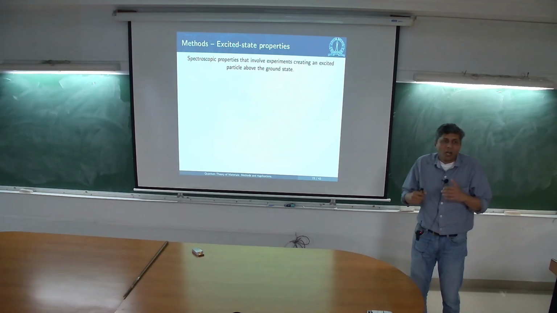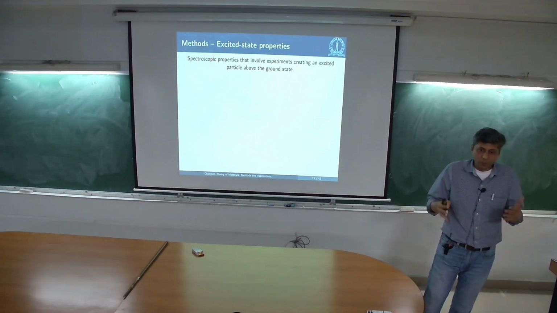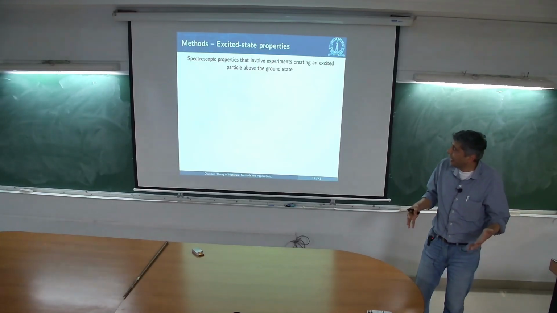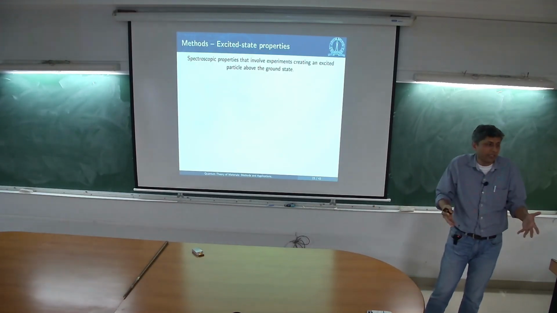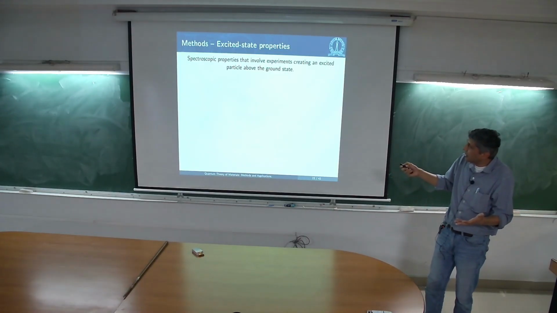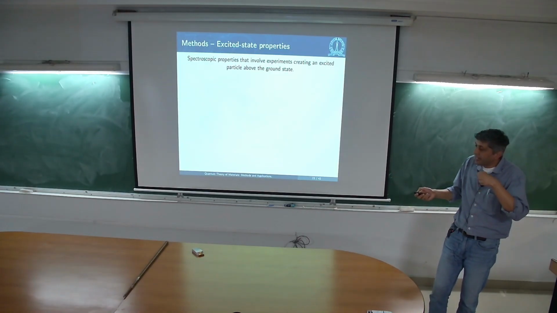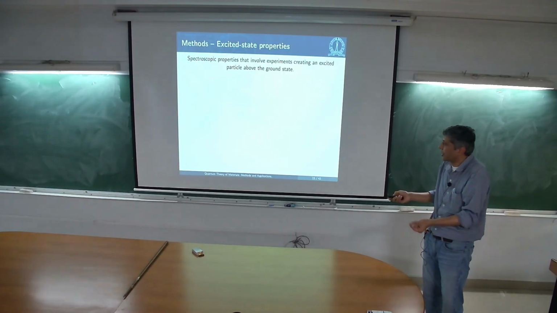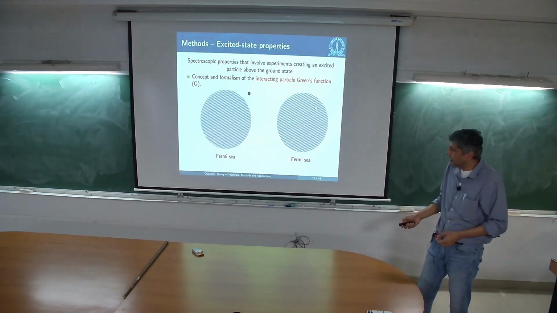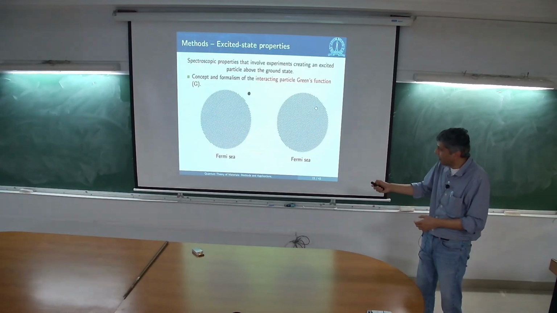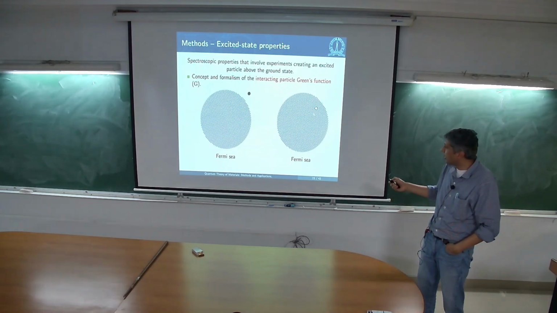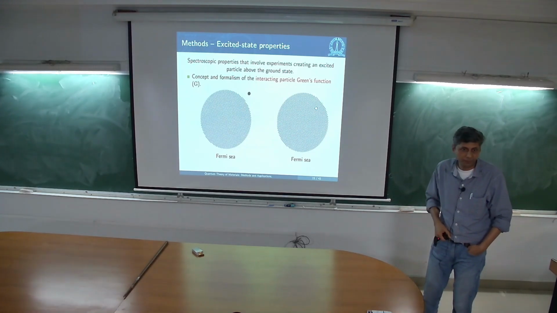What I'm going to spend most of my time talking about, this was about ground state properties, as I said, is excited state properties. So what do I mean by excited state properties? Excited state properties are spectroscopic properties that involve experiments that create an excited particle above the ground state. For example, you take the standard Fermi sea, the filled circle, and then you add another particle to the system, or you kick an electron out of the system.